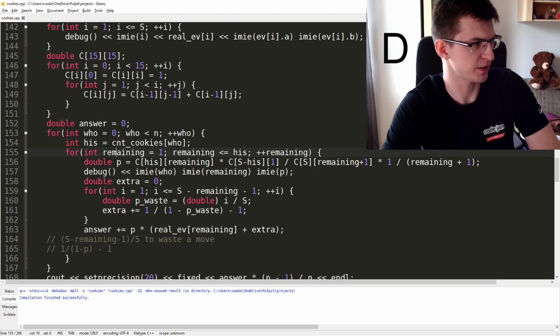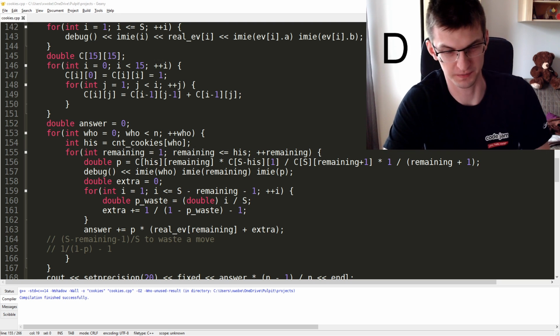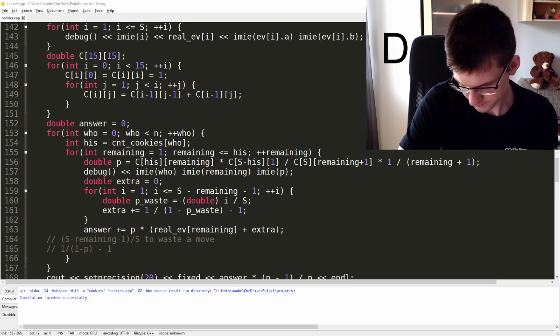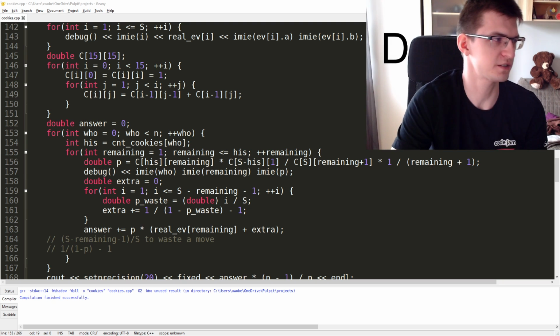Do people ever implement a segment tree for prefix sum solutions in contests? I don't think that, maybe it happens once every 100 times.